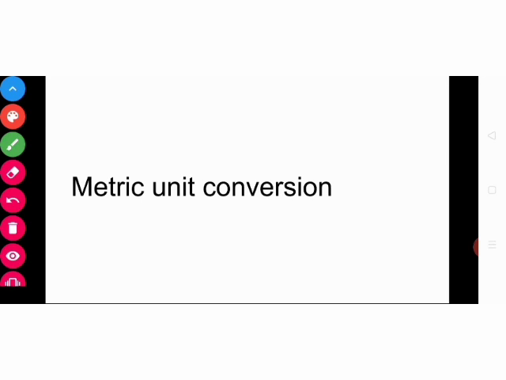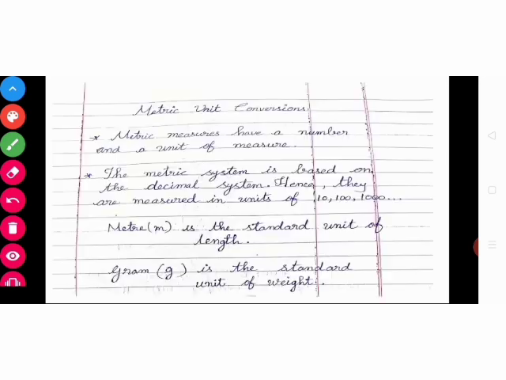And the next topic, metric unit conversion. So the metric measures have a number and a unit of measure. The metric system is based on the decimal system. Hence, they are measured in units of 10, 100, 1000 and so on. Meter is the standard unit of length. The short form of meter is m.